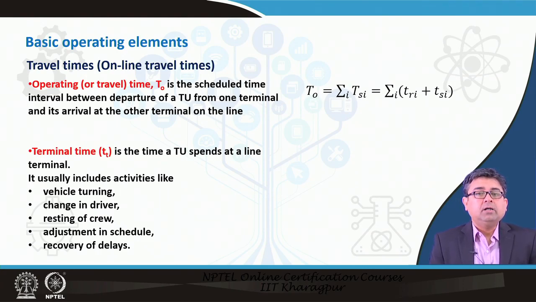Now, there is another element called terminal time. Terminal time is the time a TU spends at a line terminal. Once a vehicle gets to the terminal point, there are various activities that happen at that point. It is not that a vehicle arrives at its end terminal and it immediately reverts back and starts its reverse journey along the line. Usually, the terminal time includes the vehicle turning time, or how much time it takes to turn around for the next trip, and change in drivers. So, maybe the scheduled line has a different driver, and change in resting of the crew.